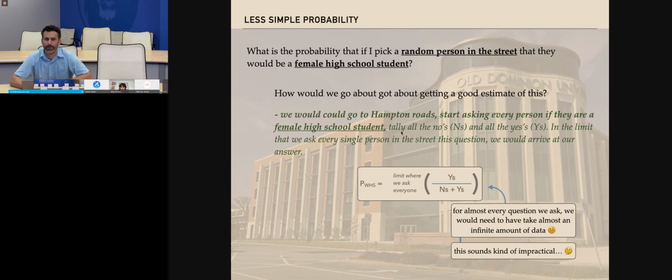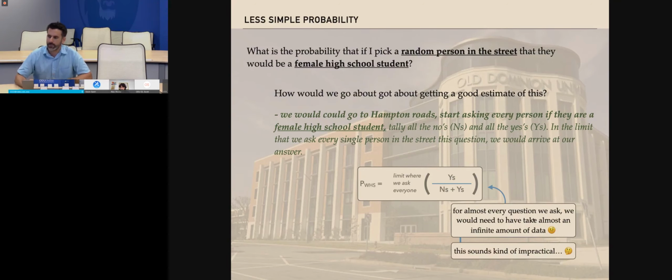And in fact, for every question that I would want to ask, right, I fixated on the fact that I'm asking people if they're a high school student, but I could have asked any other question, right? If they have blue eyes or black eyes or anything, right? And so for every single question that I would want to ask, I would essentially have to grab an infinite amount of data. And this seems remarkably impractical, right? We can't get anywhere with that.